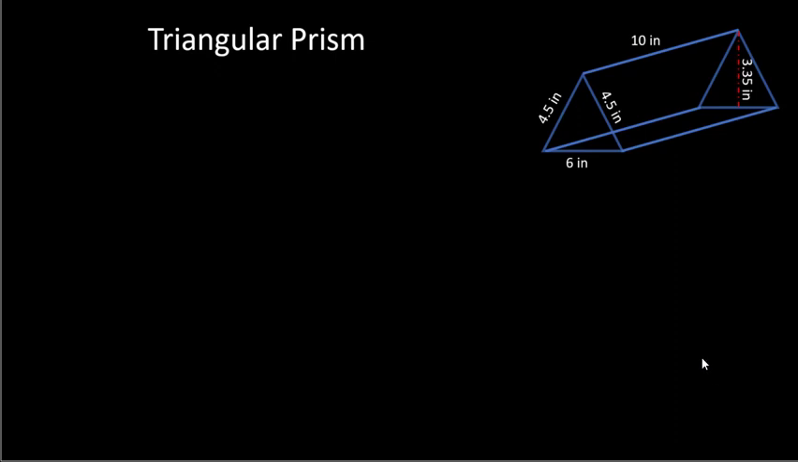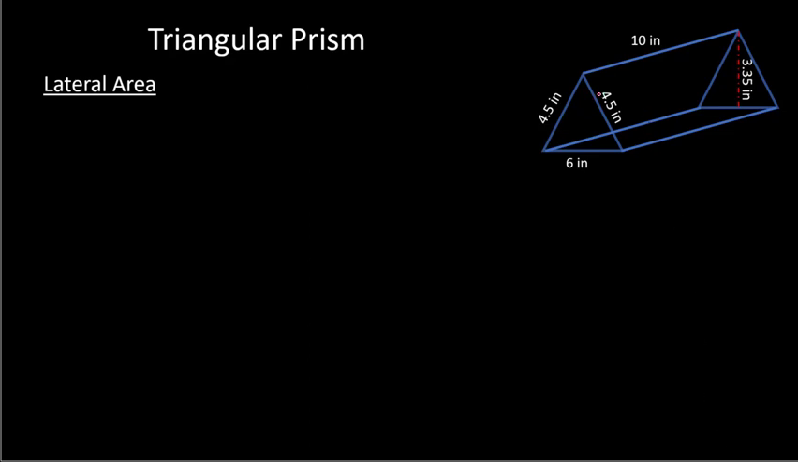So we have found the lateral area and total area of a rectangular prism. Now what about a triangular prism? Well, again, it's going to be the same basic formula. So the lateral area is the area of the lateral faces. So the lateral faces are the sides that are not the bases. So the bases are the triangles. So the lateral faces are these rectangles.